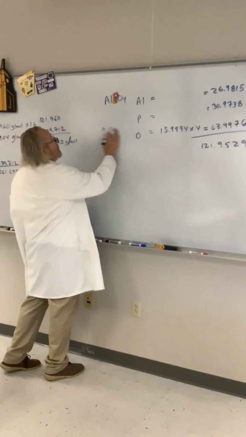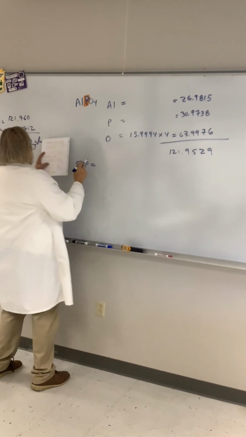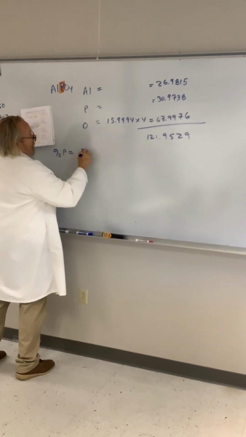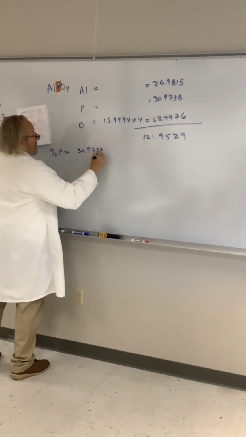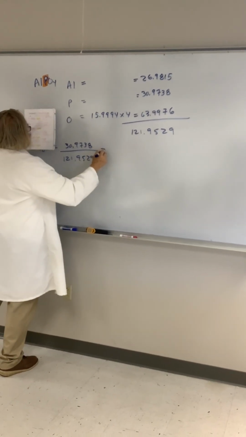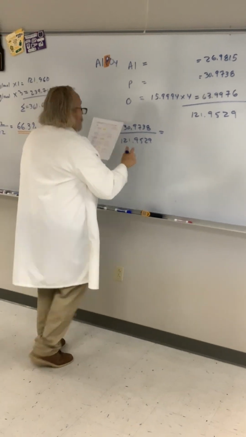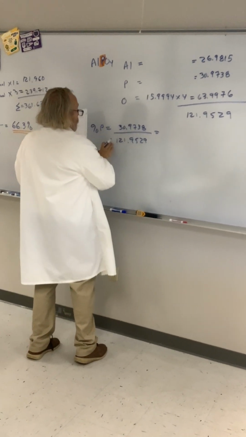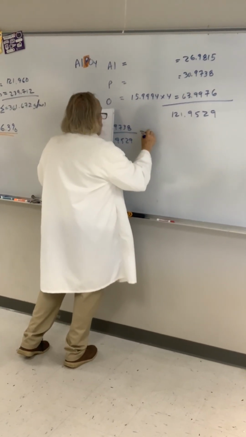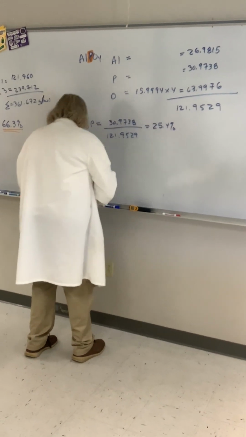Anyway, let me move this down. Our percent phosphate is equal to phosphate's 30.9738 divided by 121.9529, and if I work that out, my percent phosphate is equal to, you can see 31 and 122, it's basically about a fourth of the mass, 25.4%. And that is your answer.